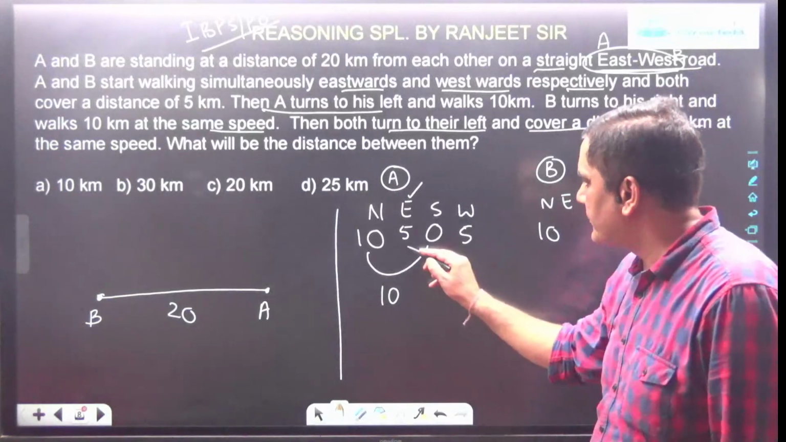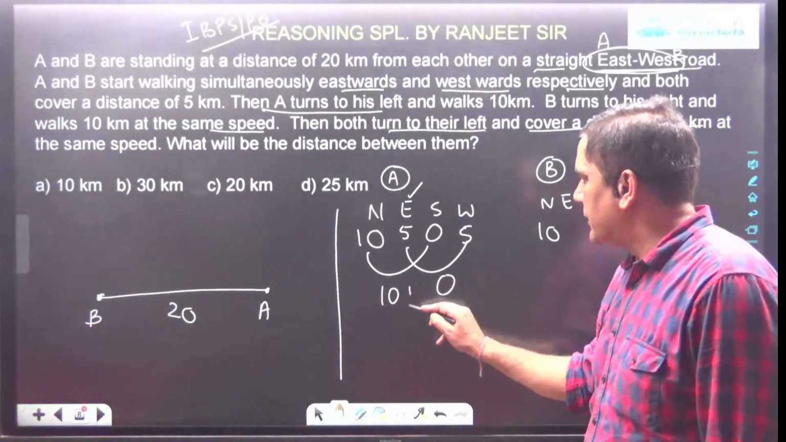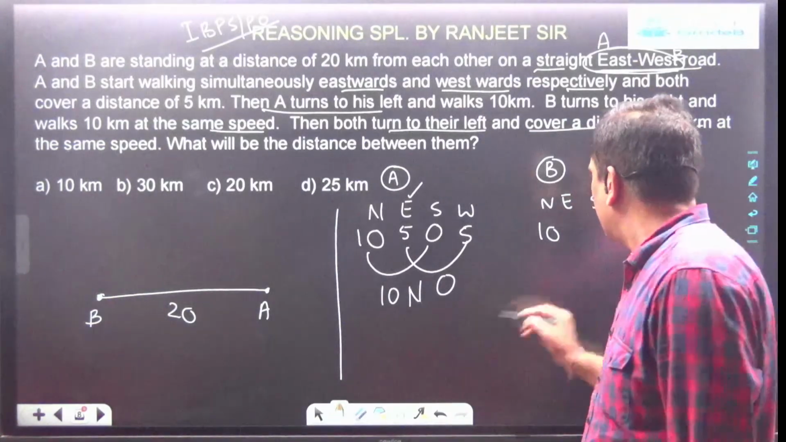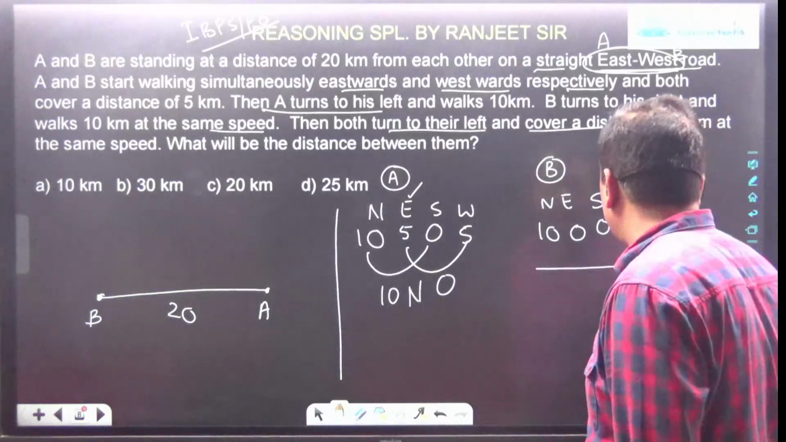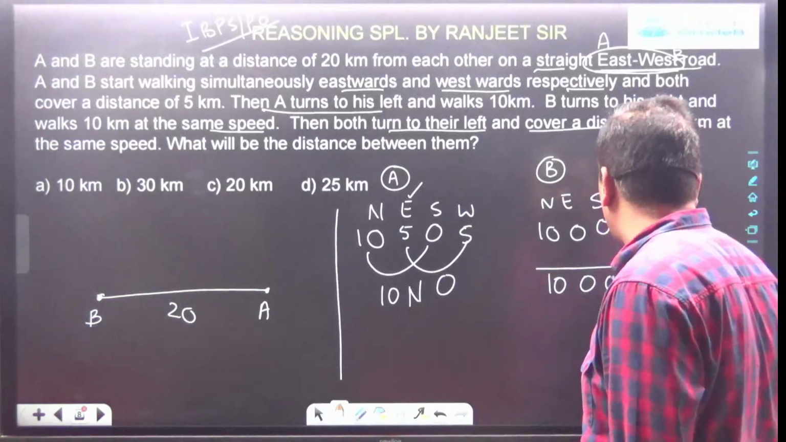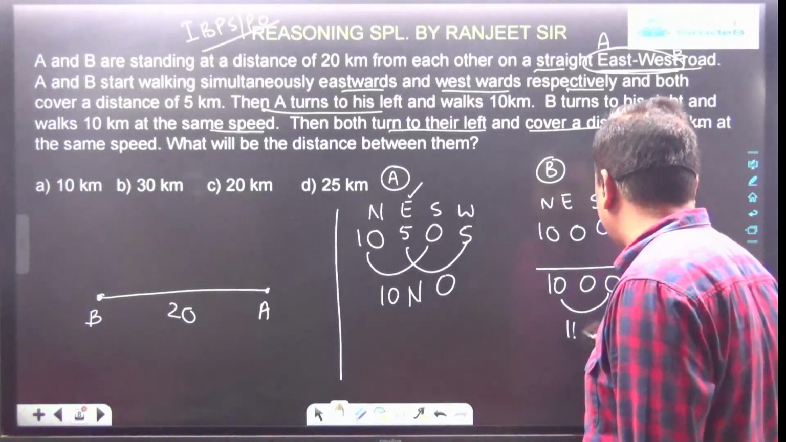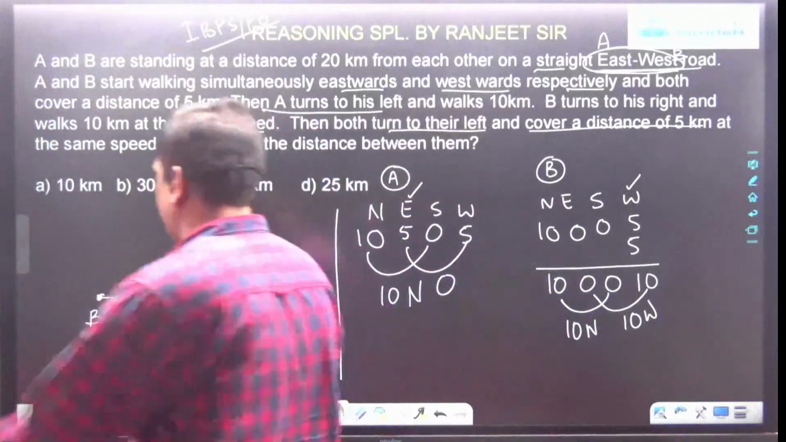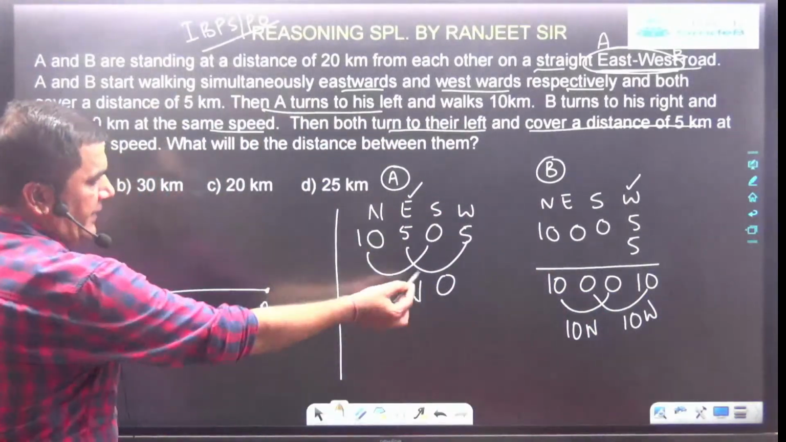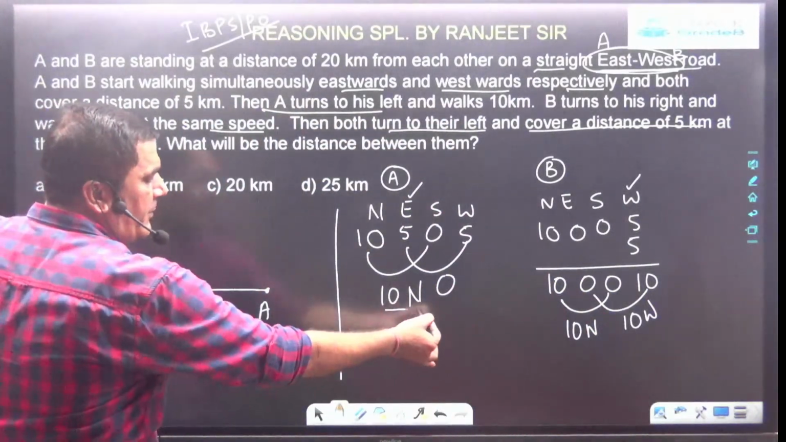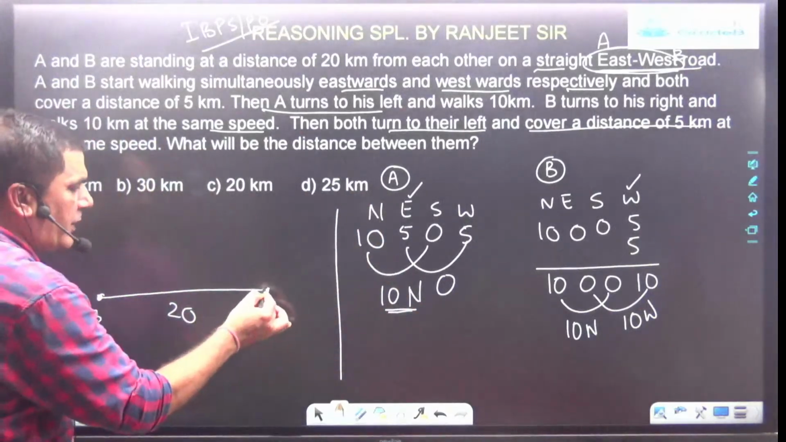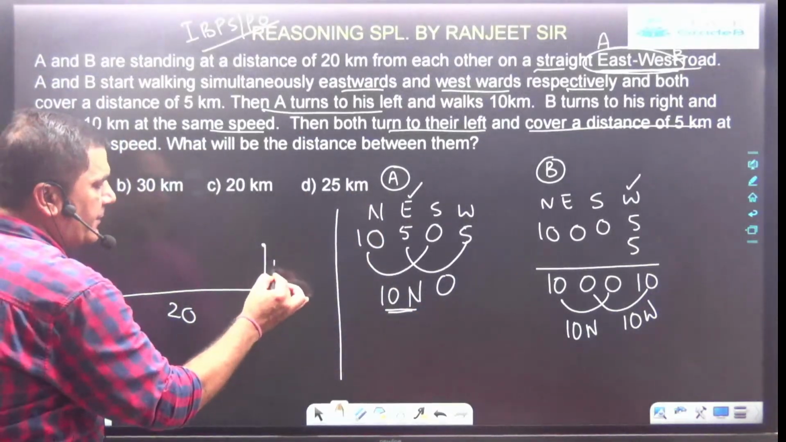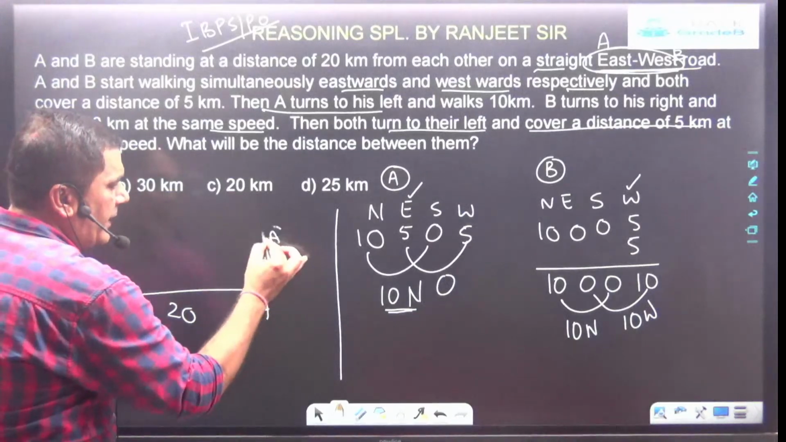Okay, let it be. This comes out to be what? 0. This will be 10 north. This comes out to be 10, 0, 0 and 10. This comes out to be 10 north and this comes out to be 10 west. Okay, now let's plot. For A, it's saying A will go 10 north. North means what? Up. So A will be over here.